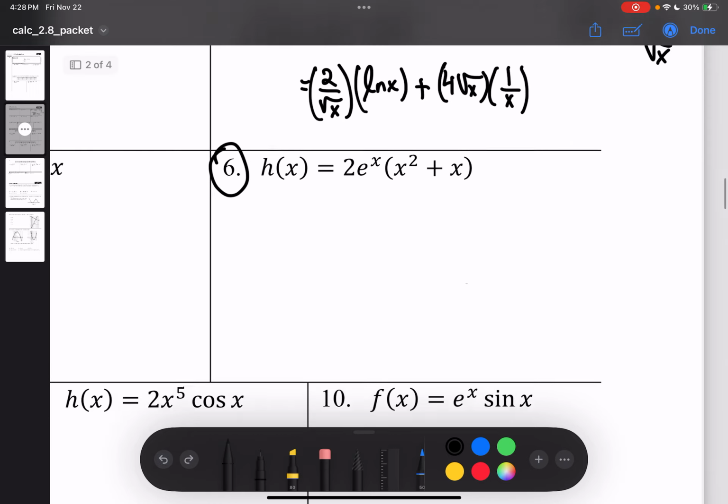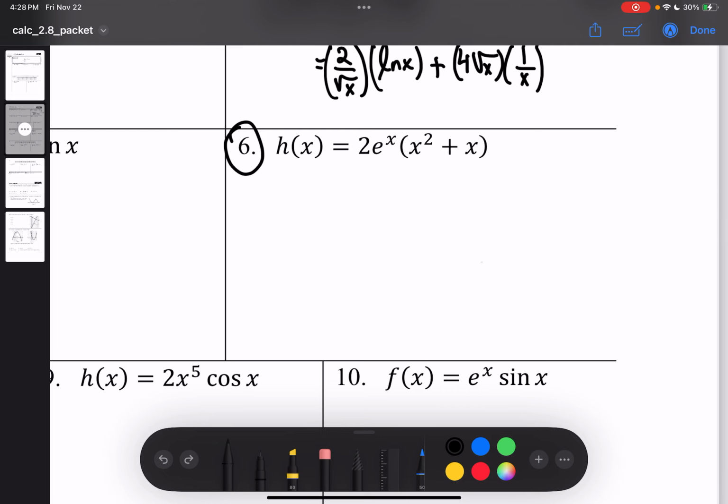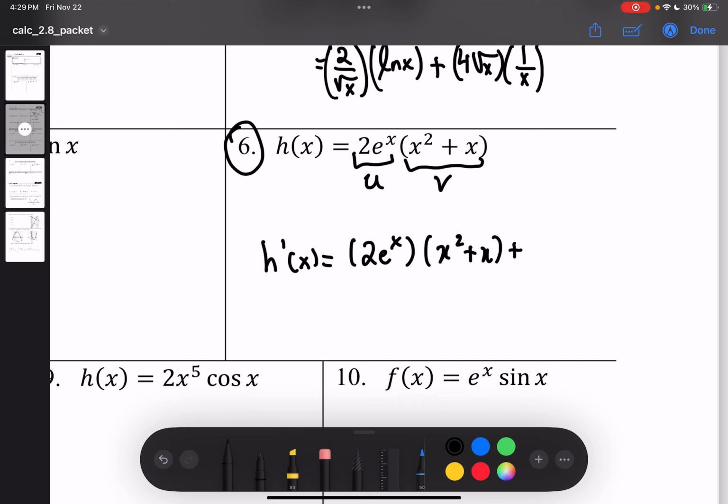So we're going to move on to number 6. So number 6, very simple. Also, same exact technique. So h prime of x. Now, the derivative of u over here is going to remain the same because the derivative of e to the power of x is e to the power of x. So this is going to be my u prime, v plus u. Now, v prime, x to the power of 2 is going to be 2x, and x is going to be 1.